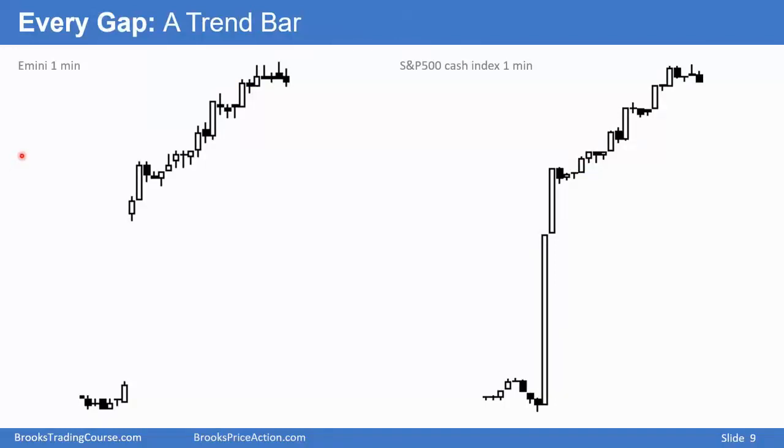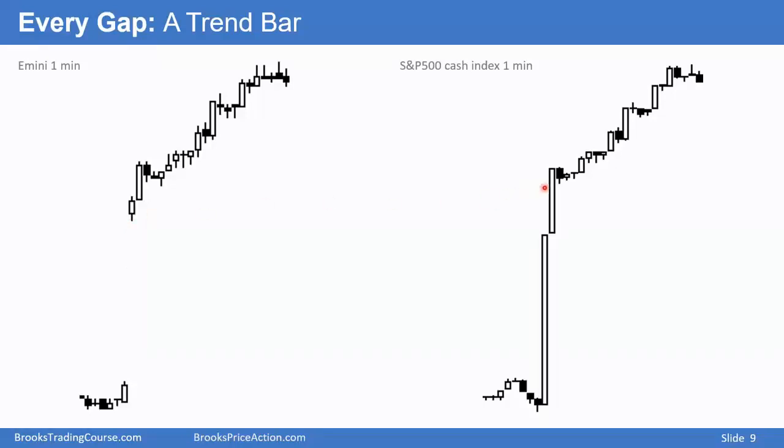Every gap is a trend bar. Every trend bar is a gap. This is the E-mini chart. It gapped up on the open. This is the cash index 1-minute chart. Cash index often does not have gaps. If you're looking at the cash index, you'd say, wow, that's a pretty big 2-bar breakout. However, if you're trading the futures contract, you have a big gap opening.